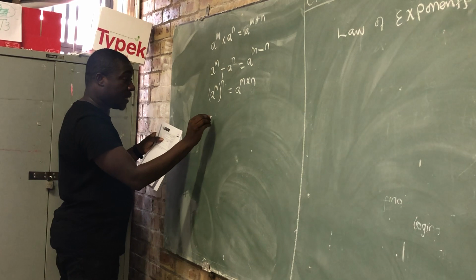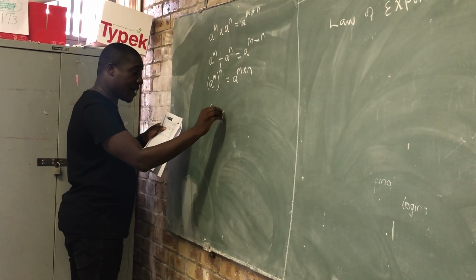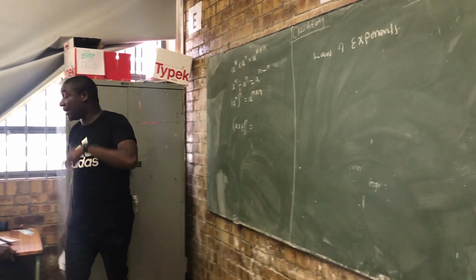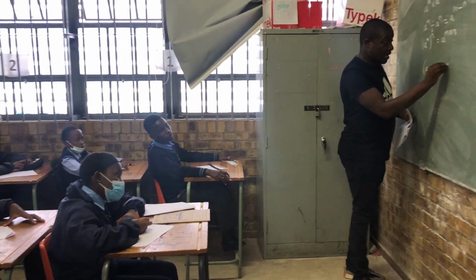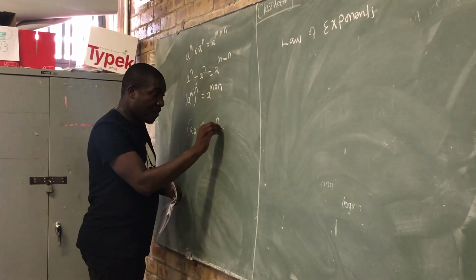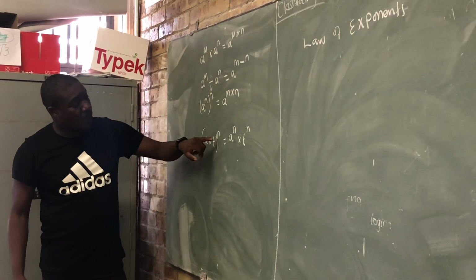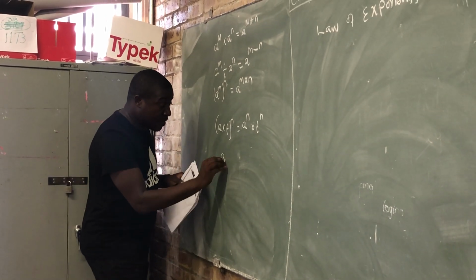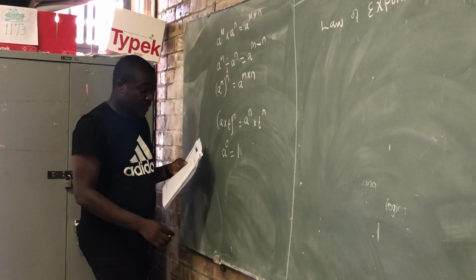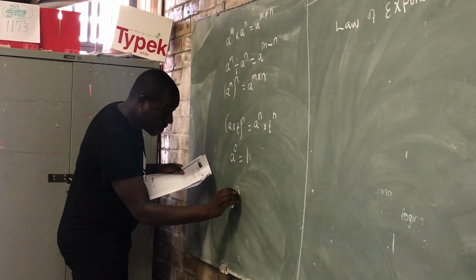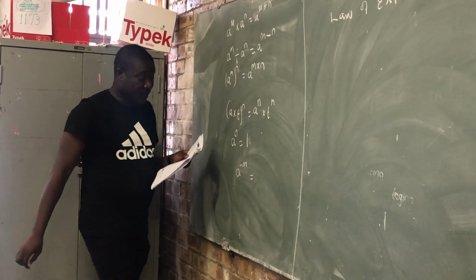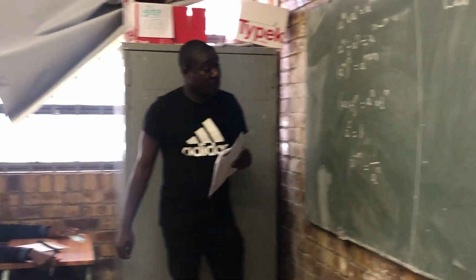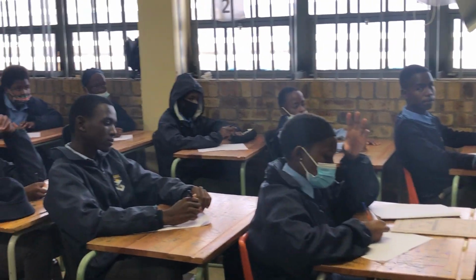And the other one says that if we have variables in the brackets, the exponent belongs to all the variables in the brackets. So a times t, all to the power n, is a to the power n multiplied by t to the power n. You distribute n to each variable in the bracket. The other one says that anything to the power 0 equals 1. And the other one says that a to the power minus n is the same as 1 over a to the power n. So those are the laws of exponents that we have discussed before.